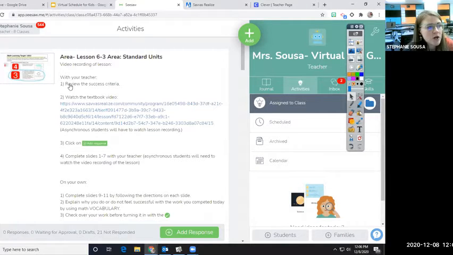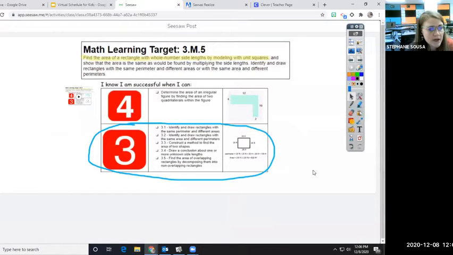Our directions are to review the success criteria. We'll do that in a moment. We're going to watch a textbook video to get ourselves warmed up, and then we will add the response to begin working together. So first, let's take a look at our success criteria. That can be found in the instructional slides here.